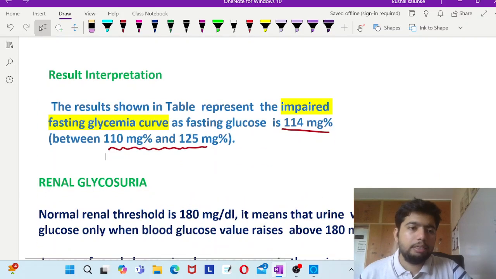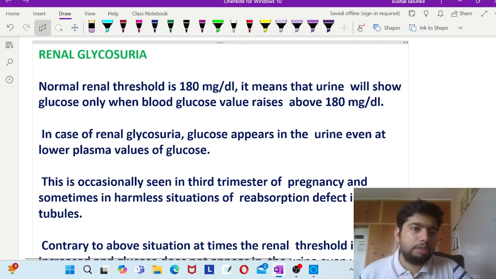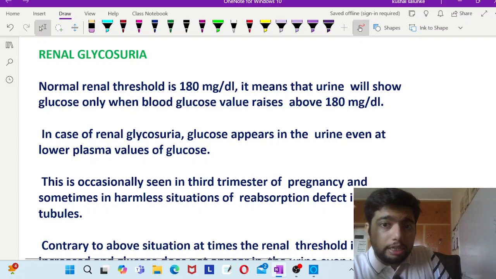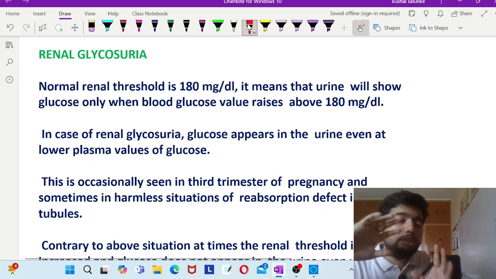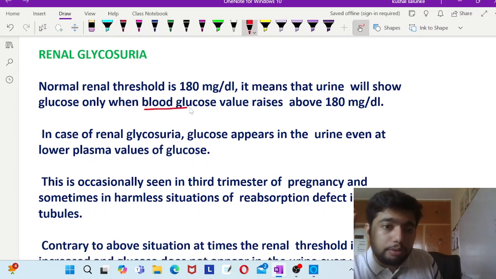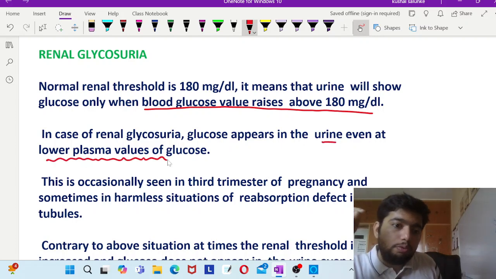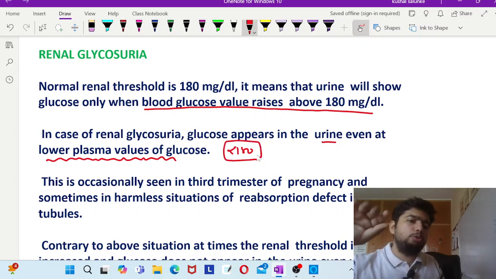Impaired fasting glycemia curve. Now this is a very important condition, renal glycosuria. The normal renal threshold is 180 milligram per deciliter. It means that urine will show glucose only if blood glucose rises above 180 milligram per deciliter. In renal glycosuria, glucose appears in the urine even at lower plasma glucose values, that means less than 180, urine may contain glucose.